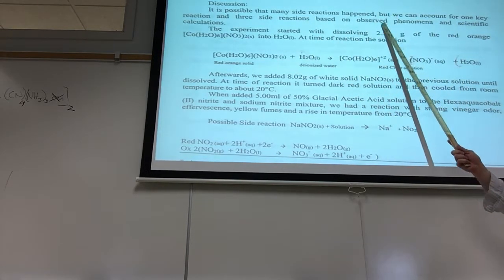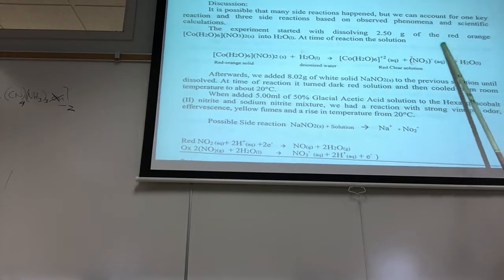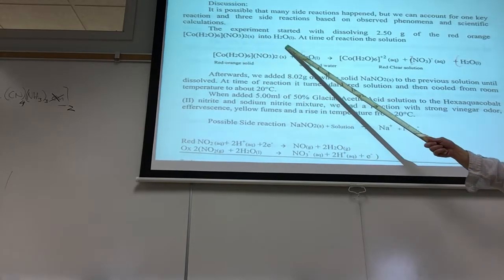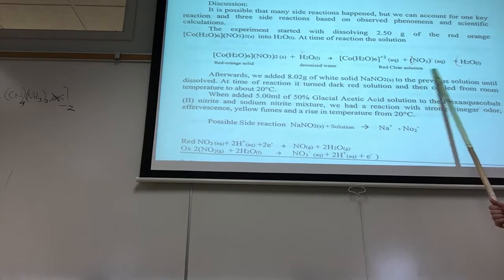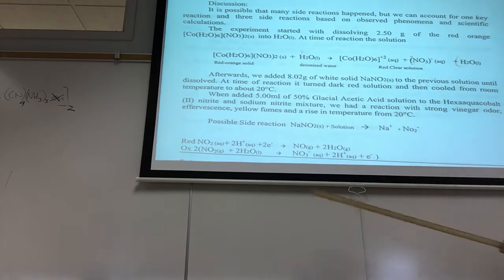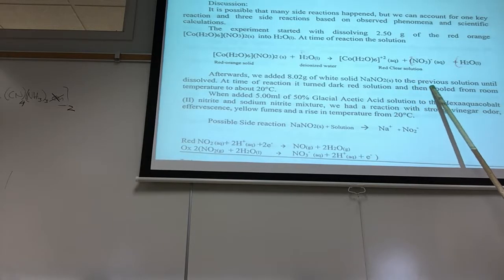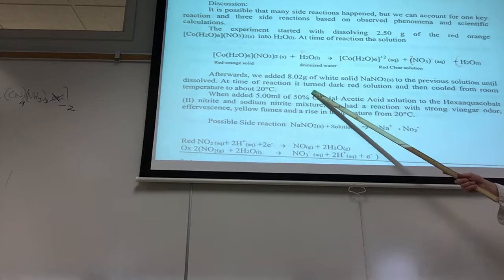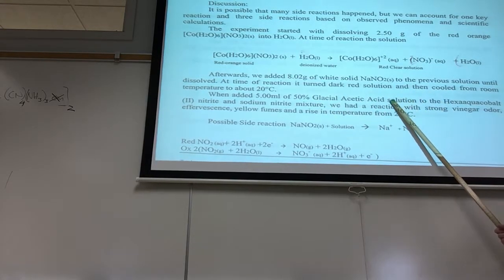Well, I don't agree with this exactly the way it's stated, but the experiment started with dissolving 2.5 grams of the red orange, this is the cobalt-2 complex, into water. So they're just showing it dissolve over here. It's an ionic compound, so it's going to break apart into these species. Afterwards, we added 8.02 grams of white solid sodium nitrite to the previous solution until dissolved. At the time of reaction, it turned a dark red solution and then cooled from room temperature to about 20 degrees C.